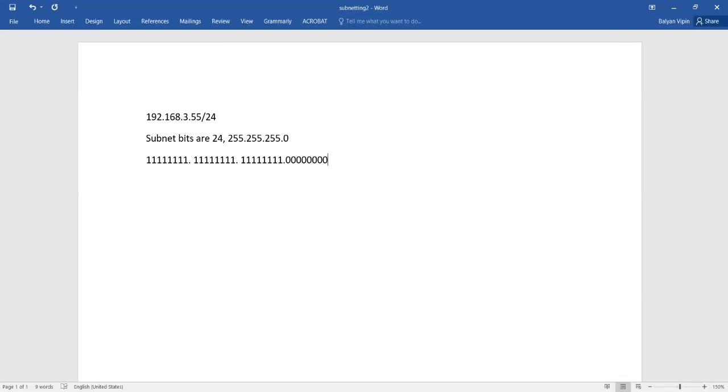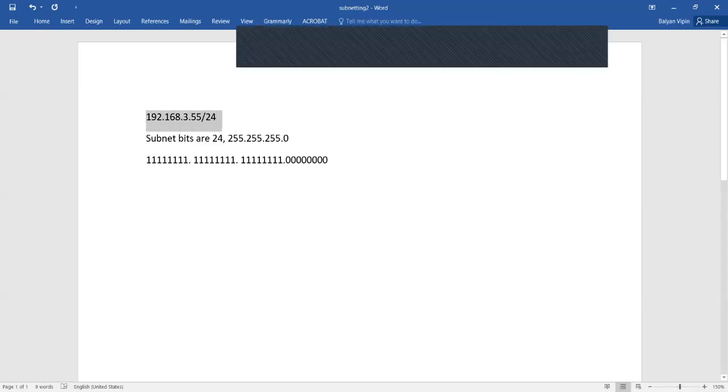So usually it's 192.168.3.0, if the bits work in that way, so that it starts from 0. But whatever the starting IP address is, that will be the network ID, and whatever the last IP address is, that will be your broadcast address. So how will we find out the network ID of this?